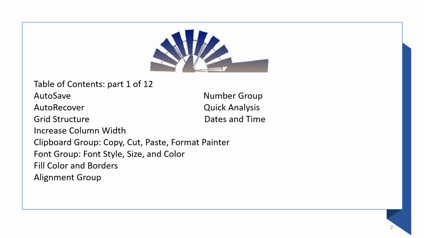Table of contents, part 1 of 12: AutoSave, AutoRecover, grid structure, increase column width, clipboard group, copy, cut, paste, format painter, font group, font style, size, and color, fill color and borders, alignment group, number group, quick analysis, and dates and time.